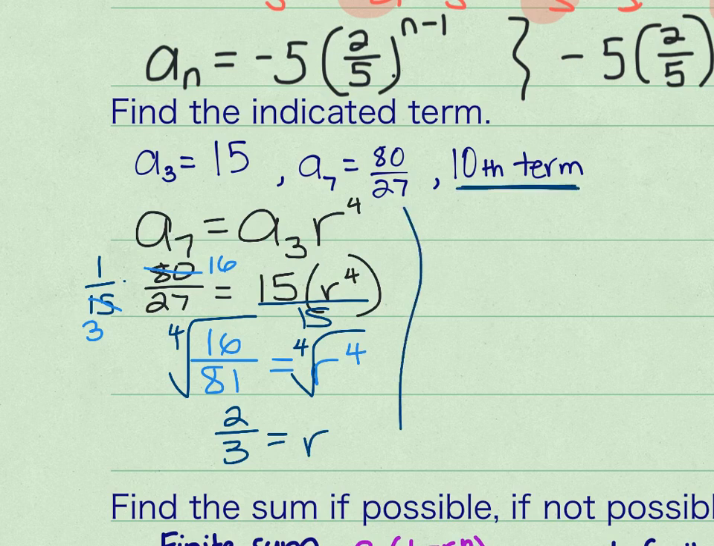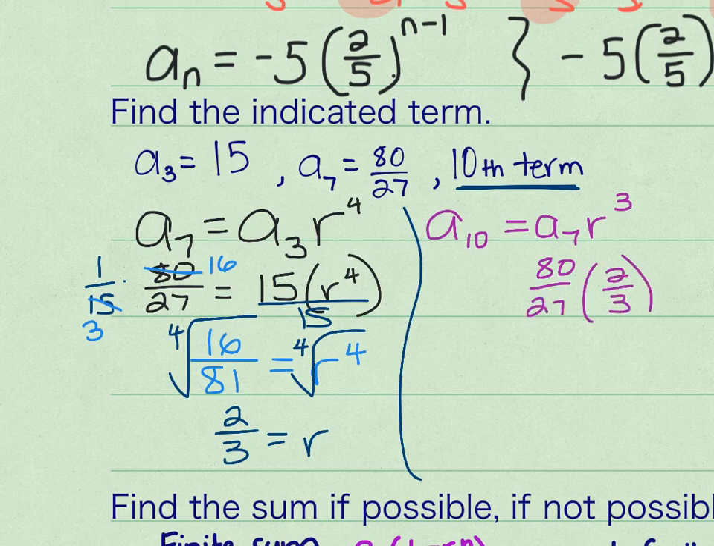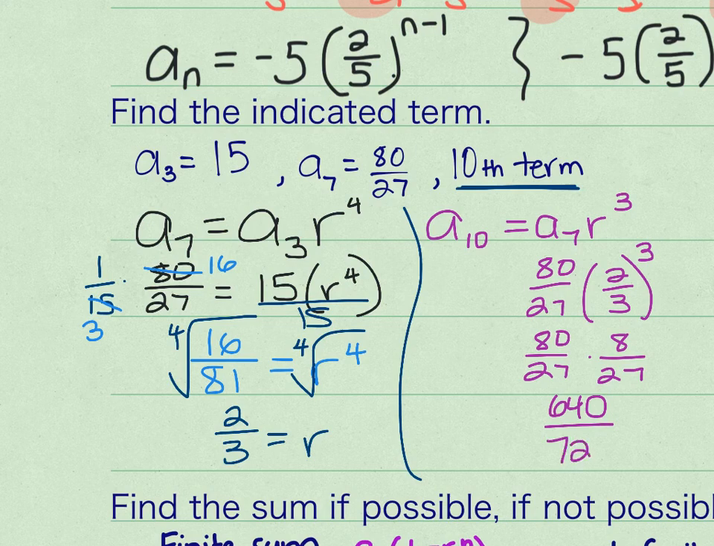And then it wants the 10th term. So when I do the 10th term, I can either use A to the 3rd times R to the 7th, because I need to bridge that gap, or I can do A7 times R to the 3rd. So that's 80 over 27, 2/3 to the 3rd. 80 over 27 times 8 over 27, and then 640 over 27 times 27, 729.